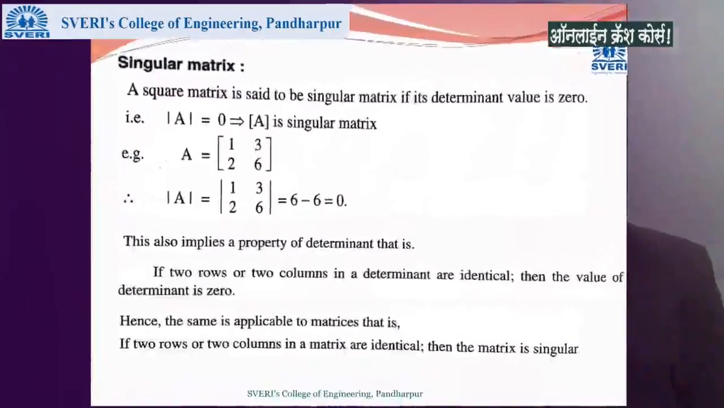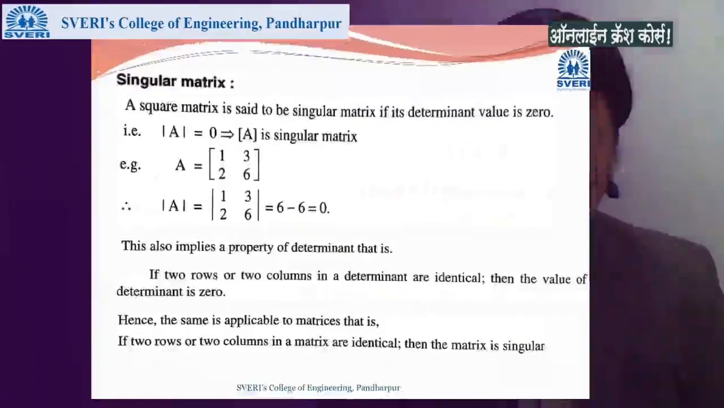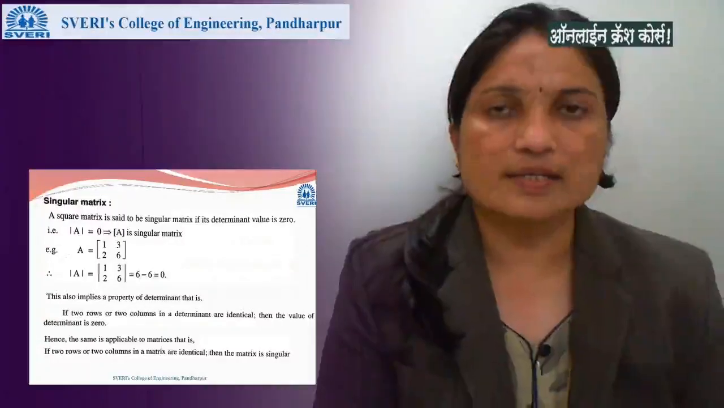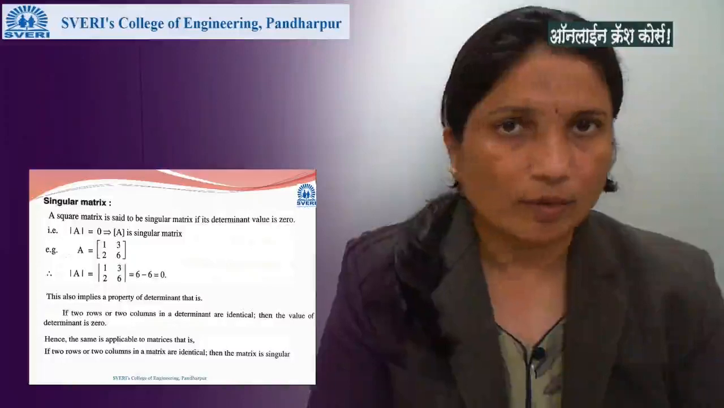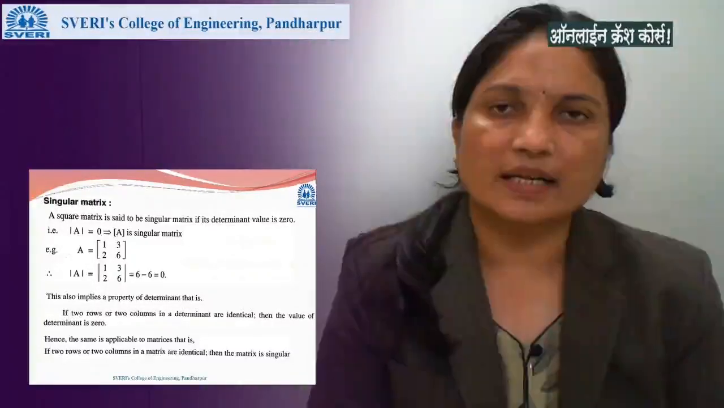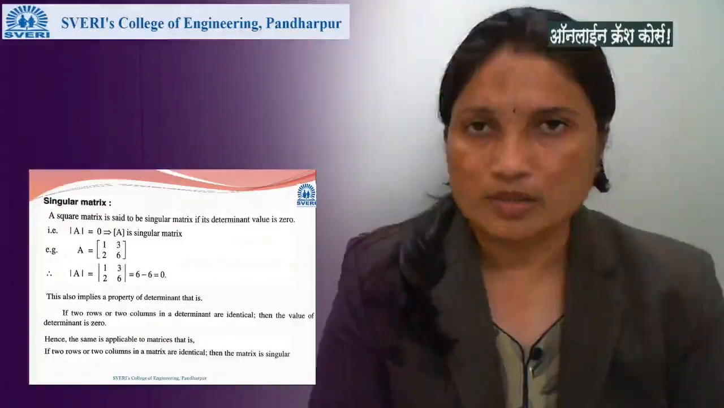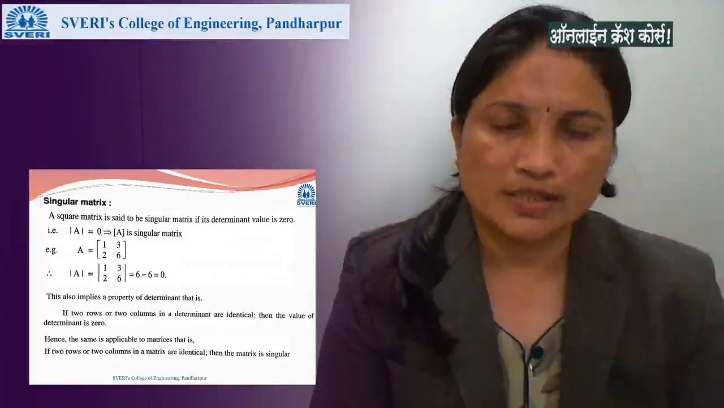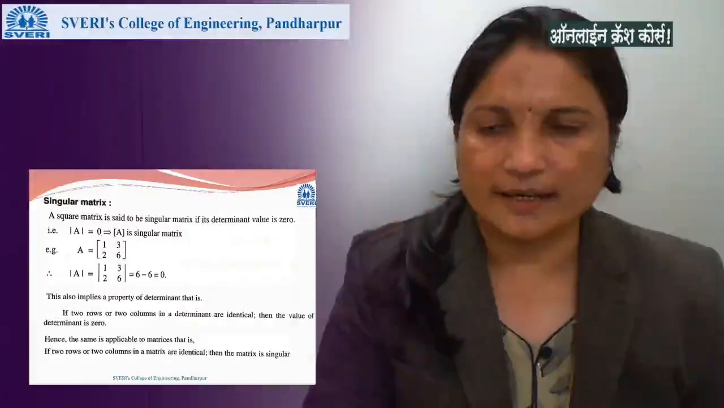Then what is a singular matrix? A square matrix is said to be a singular matrix if its determinant value is 0. Whenever a matrix is singular, it is also called a non-invertible matrix. Whenever the determinant value of a particular matrix is 0, at that time it is known as a singular matrix. And if the determinant of that matrix is non-zero, it is called a non-singular matrix or invertible matrix. Okay, so let us see.